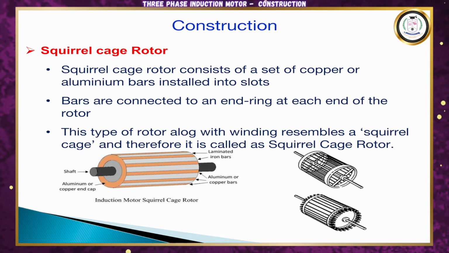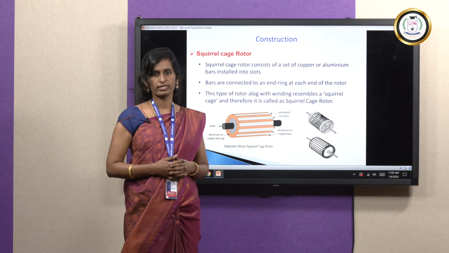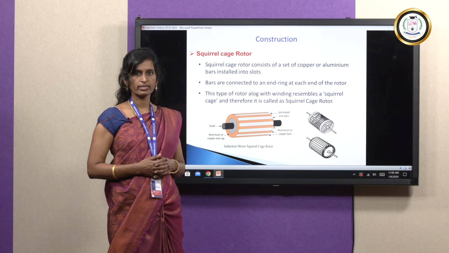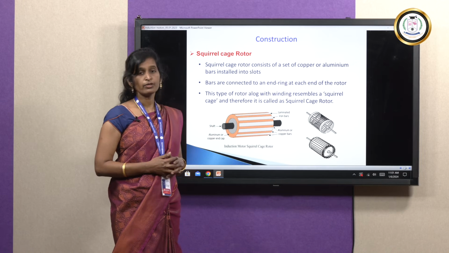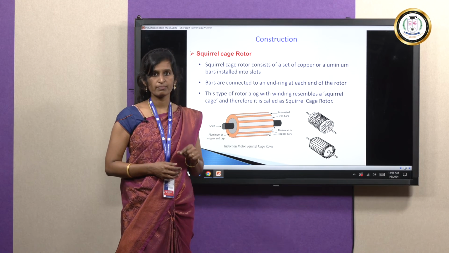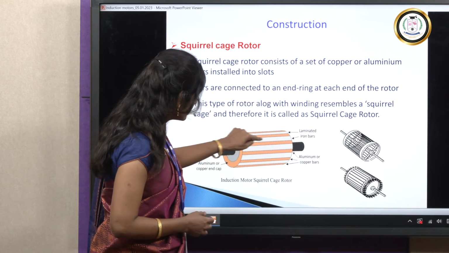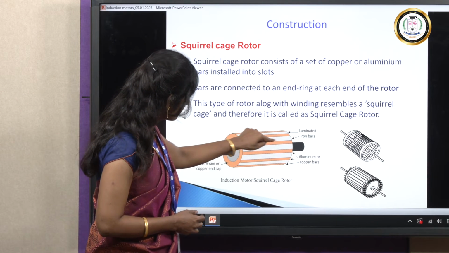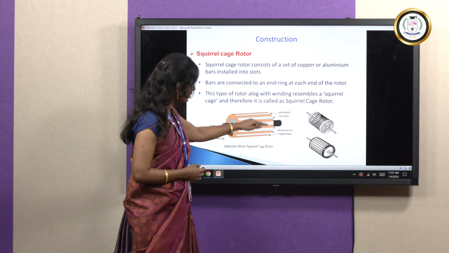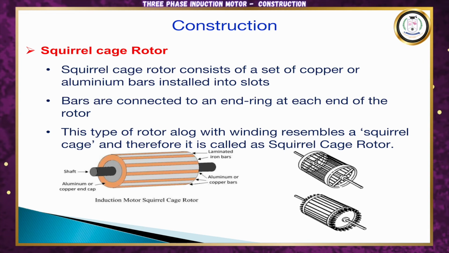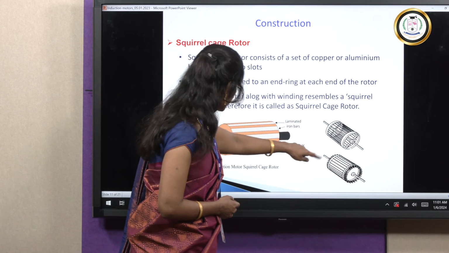Next, let's see the construction of the different types of rotors. We have two different types of rotors. One is squirrel cage rotor, another one is slip ring rotor. Squirrel cage rotor is also called cage rotor. In rotor slots, copper bars or aluminum bars are placed parallel, and at the end we have end rings for shorting all these bars. This arrangement is similar to a squirrel's cage, so it is called squirrel cage induction rotor. So this is the shape of the rotor we have.